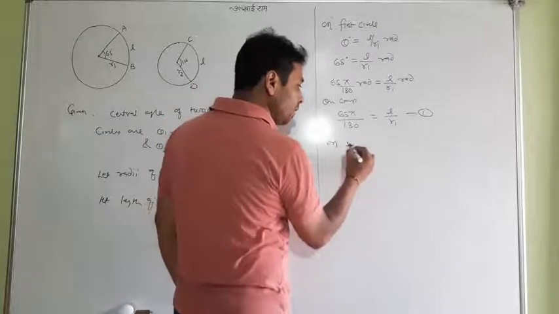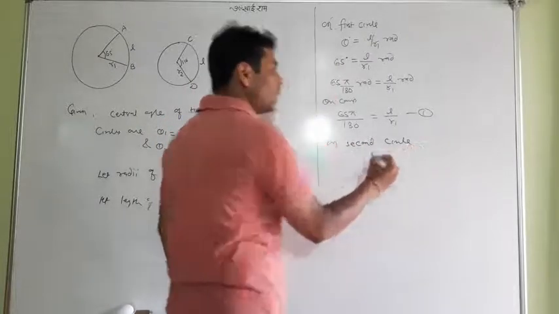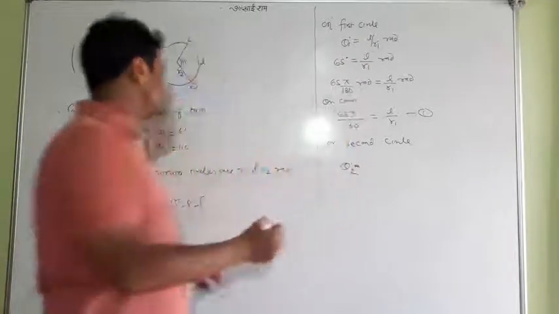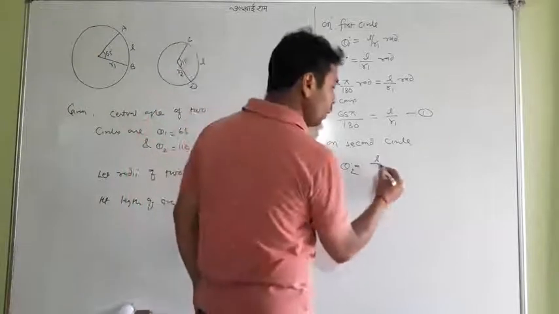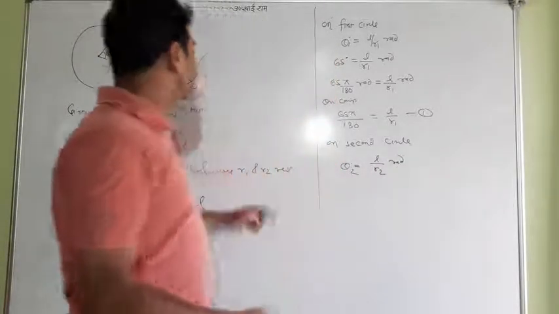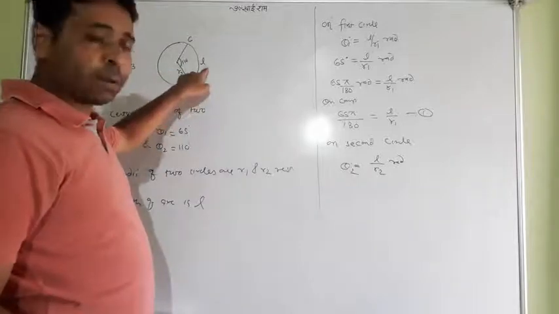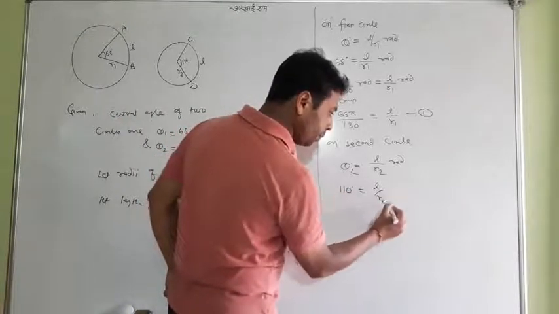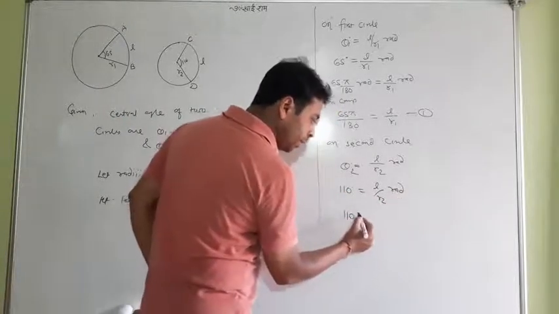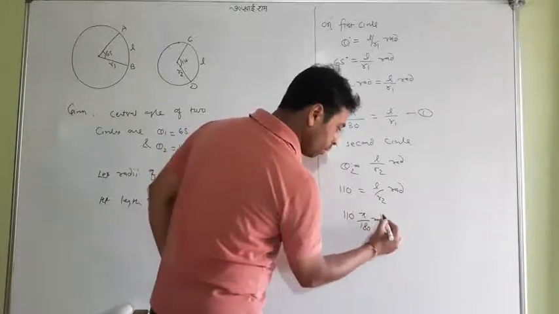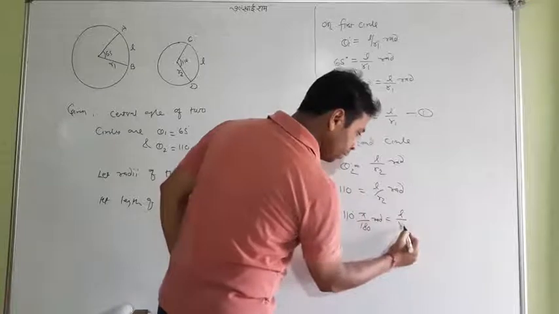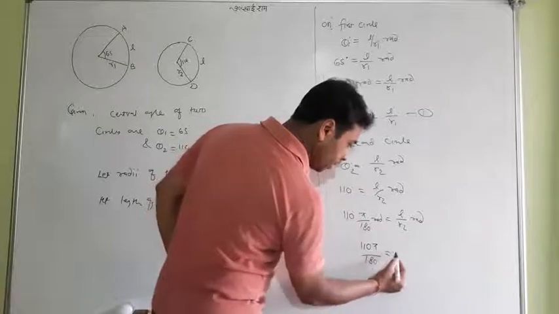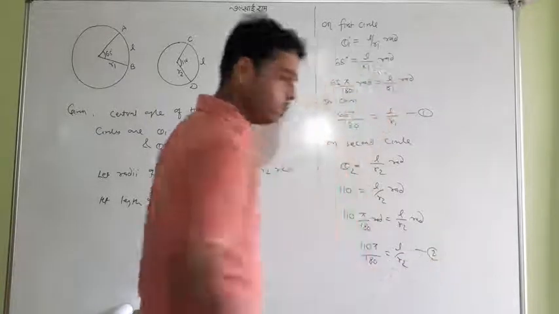Next, on the second circle, I'll write the same: theta degree, theta 1 and theta 2 I took, so theta 2 is equal to L upon R2 radian. This time this is L, the length of arc is the same, this is the radius, and theta 2 was 110. I turn 110 into radians, equals L upon R2 radian. So both compare: 110 pi by 180 is equal to L upon R2. This is equation number 2.